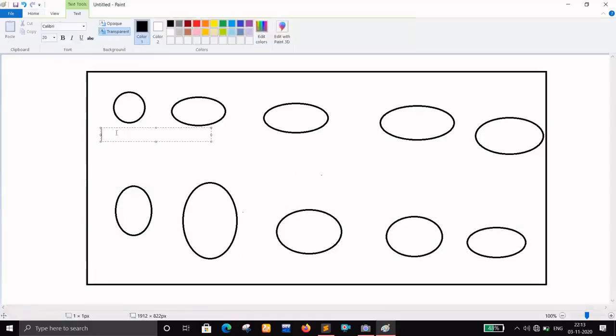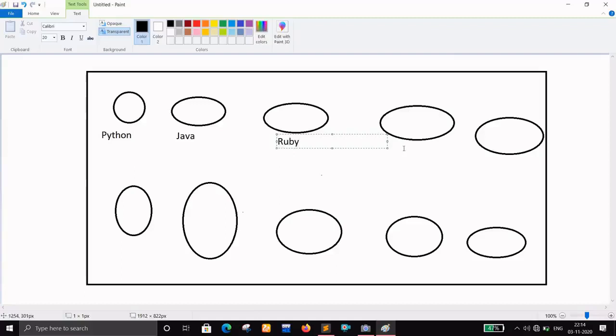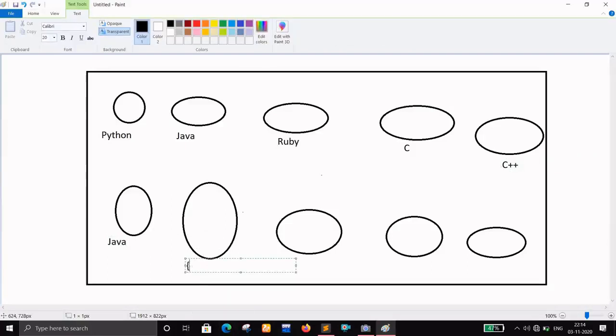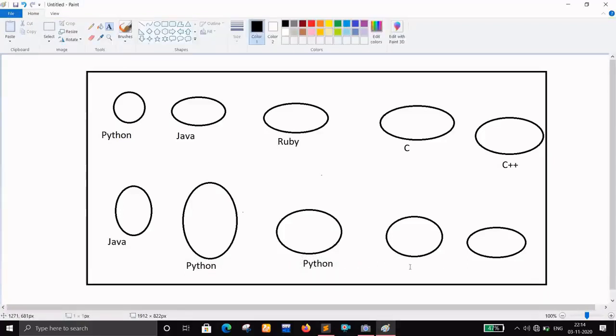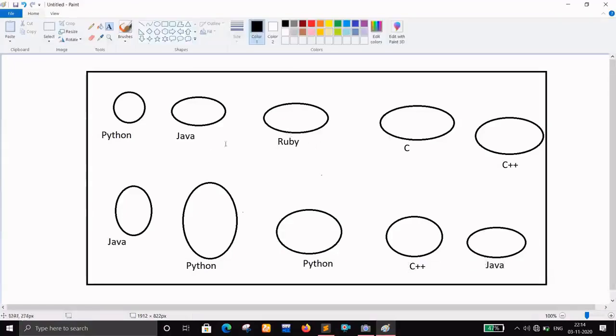So now let's say this guy knows Python. And then this guy knows Java. This guy knows Ruby. And he knows C. He knows C++. These are different programming languages. Then this guy over here also knows Java. This guy knows Python. This guy also knows Python. And then again, this guy knows C++. And this guy knows Java. So now we have 1, 2, 3, 4, 5, 6, 7, and 9, 10. So we have 10 people in our company.